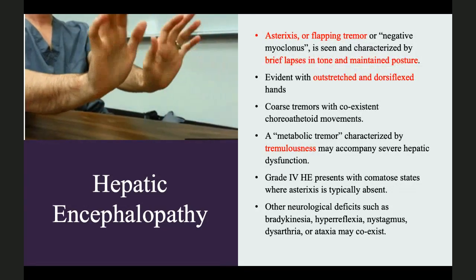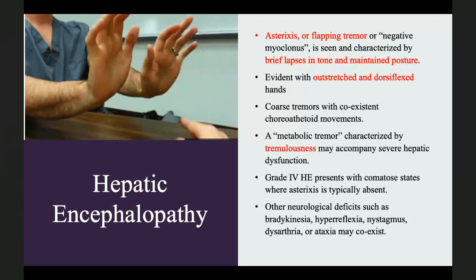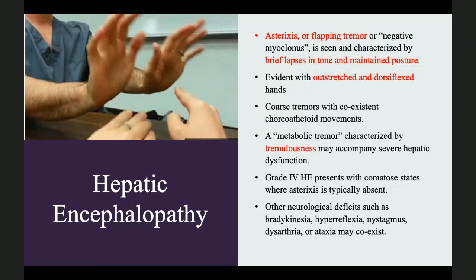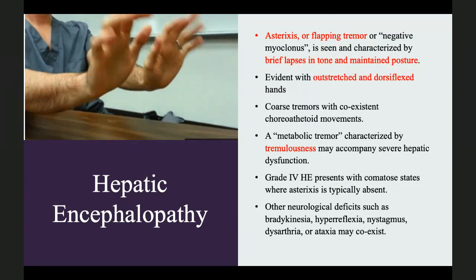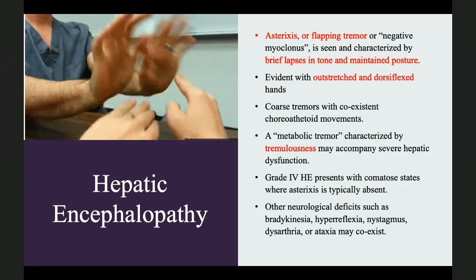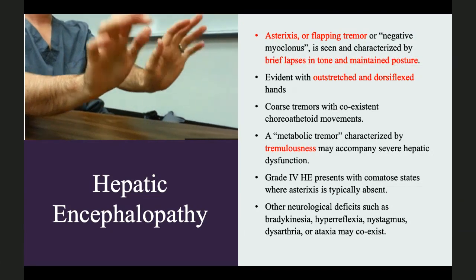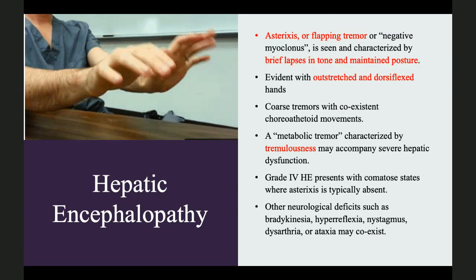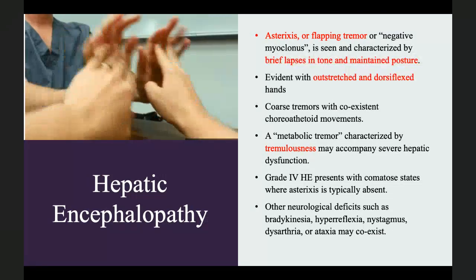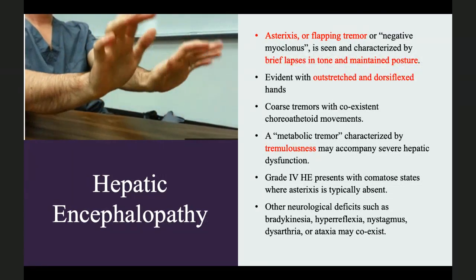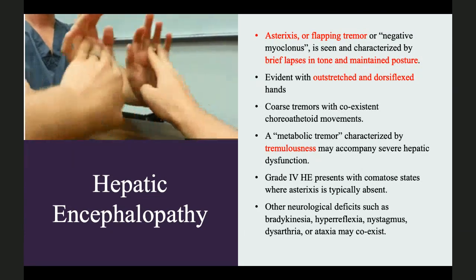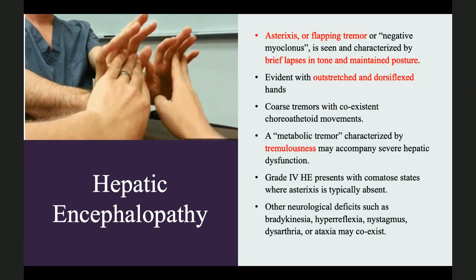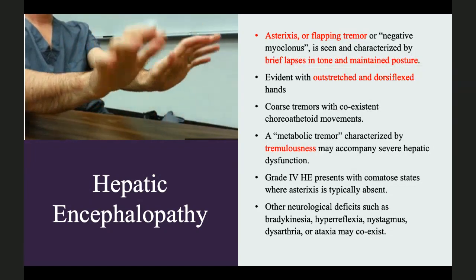In addition to these coarse tremors, we may sometimes see choreoathetoid movements, and in severe hepatic dysfunction, a metabolic tremor, which is characterized by tremulousness, can be seen. It's important to note that in very severe hepatic encephalopathy, like grade 4, with comatose states, asterixis is usually absent. And other neurological issues that are seen with hepatic encephalopathy are bradykinesia, hyperreflexia, nystagmus, dysarthria, or ataxia.